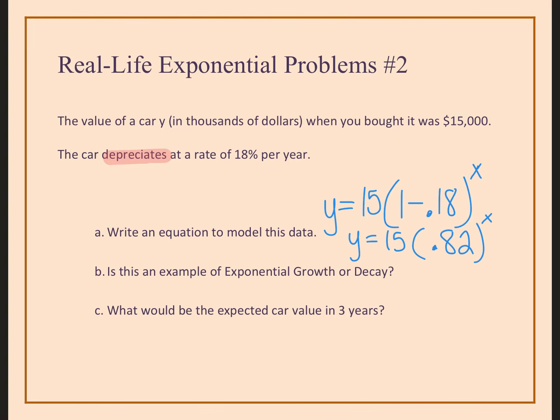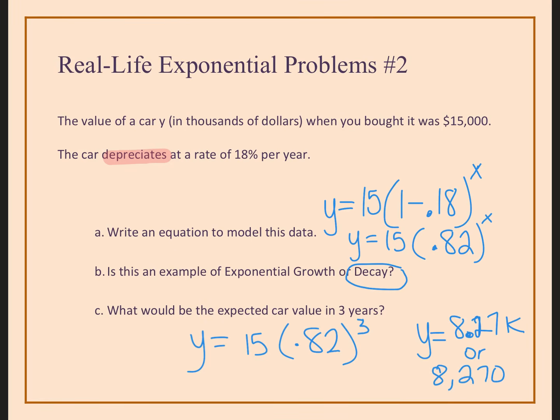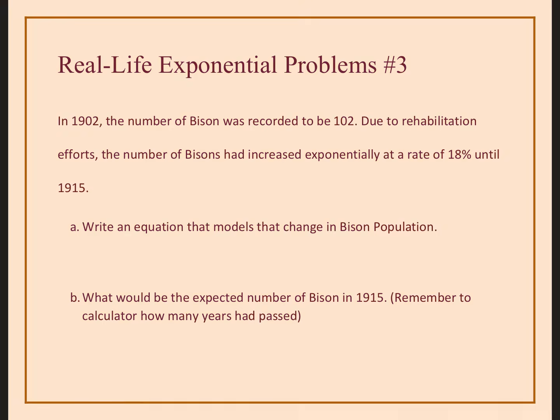So is this a growth or decay? Well, the value of the car is going down. Now, what would you expect the car value to be in 3 years? Go ahead and try this. See if you got the answer right. So it's 8.27 thousand. Remember, when we find our answers, we're talking about the value in thousands. And so this right here, it's 8.27 thousand. If you want to convert to the actual dollar value, you just move the decimal place back 3 times and you get $8,270. Okay, we just have a couple more questions.